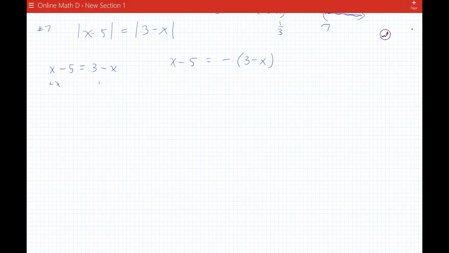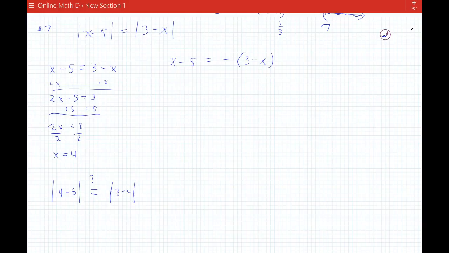So I'm going to add x to both sides here and get 2x minus 5 equals 3. Add 5, and get 2x equals 8. Divide both sides by 2 and get x equals 4. So you can check your answer here and say, does 4 minus 5 in absolute value equal 3 minus 4 in absolute value? Well, here I get 4 minus 5 is negative 1, so the absolute value is 1. 3 minus 4 is negative 1, so the absolute value is 1. So x equals 4 works.